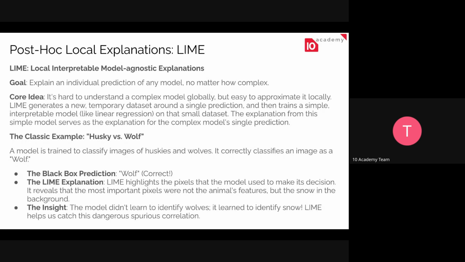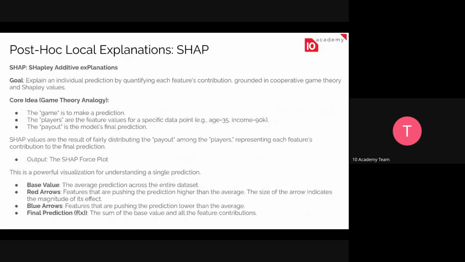So that's the output from this example. By using LIME, you can identify these kinds of issues early on. And of course, for the gameplay, the game theory analogy, you can see SHAP, which is actually short for Shapley Additive Explanations. It explains individual predictions by quantifying each feature's contribution, grounded in cooperative game theory and Shapley values.